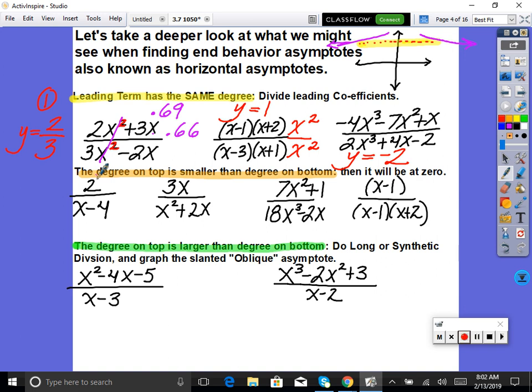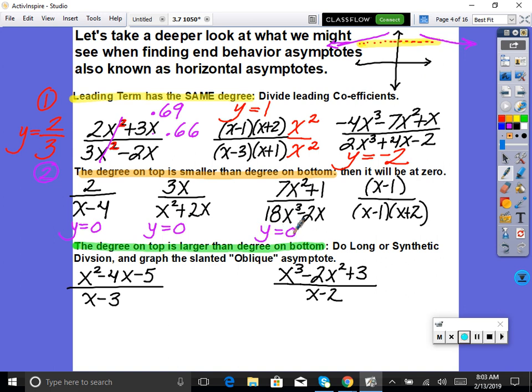Okay, let's go on to rule number 2. If the degree on top is smaller than the degree on bottom, it will always approach 0. Our horizontal asymptote will always be 0 no matter what. So look, degree on top is smaller than the degree on bottom. Degree x to the 0 is smaller than degree x to the first, so this will have a horizontal asymptote at y equals 0. Right here, degree 1 is smaller than degree 2. Degree on top is smaller than degree on bottom, so it'll always approach 0. Degree on top squared is smaller than the degree on bottom, so it'll approach 0 on the horizon.